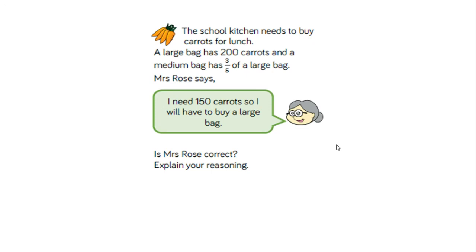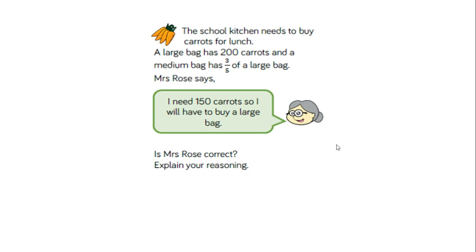This question still uses some of the skills we've learned. It's different to the previous question, but you should be able to do this. The school kitchen needs to buy carrots for lunch. A large bag has 200 carrots, and a medium bag has 3/5 of a large bag. Mrs. Rose says, I need 150 carrots, so I will have to buy a large bag. Is Mrs. Rose correct? Explain your reasoning.